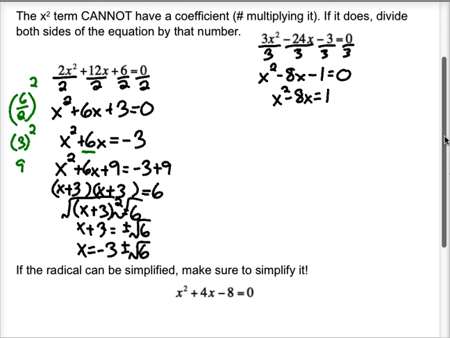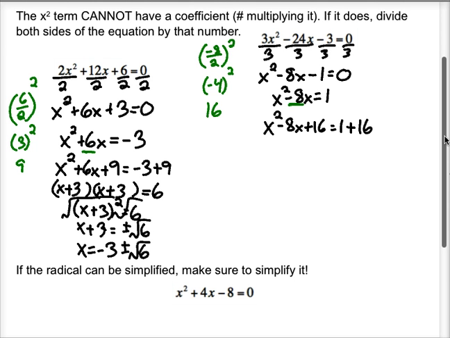Next step, I identify my b. So here my b is negative 8, again that number with the x. And I'm going to do a little scratch work over here because of that little formula, b over 2 squared. So negative 4 squared, or we get 16. Once I have that magic number, that's what I add to both sides of my equation.